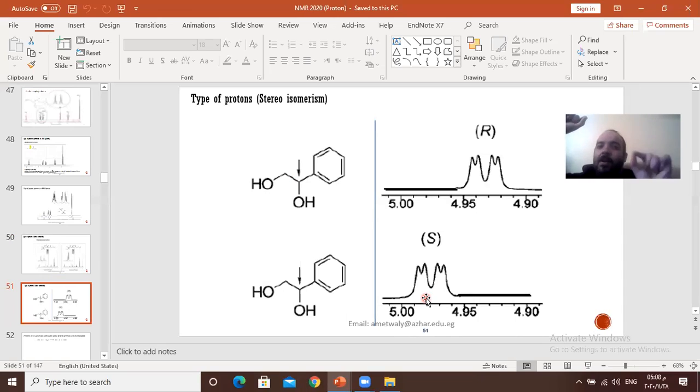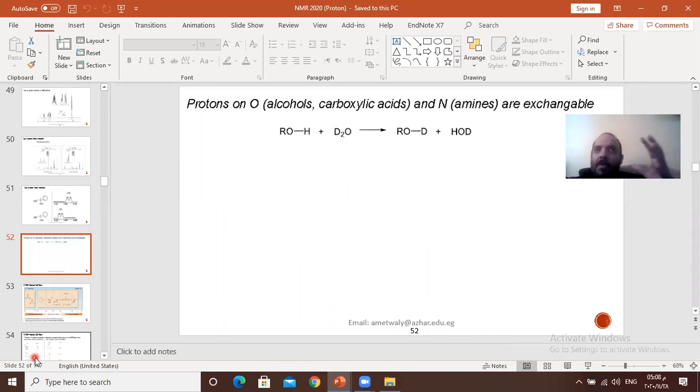In the chiral carbon, I'm sorry, and its proton, you have a new compound. You can say I have a new compound just by comparing the carbon 13 and the proton NMR, but it has to be in the same solvent. Of course, if you have another method to prove the novelty of this compound, it will be much better. Protons on alcohols, carboxylic acids and amines also are exchangeable.